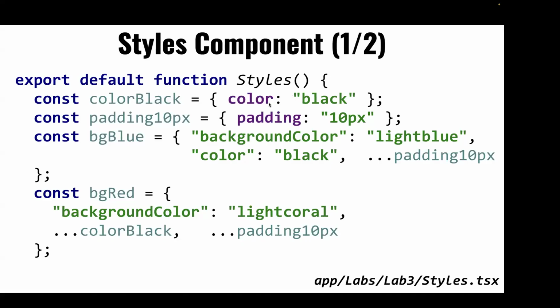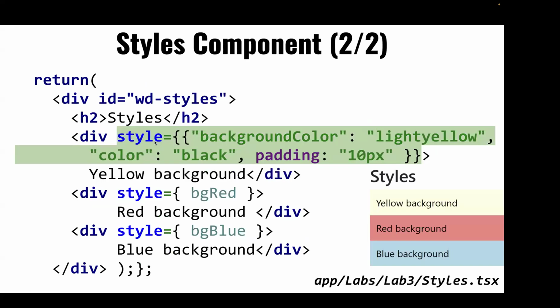Or here's a trivial example where we are defining a couple of objects that reuse other objects by using a spreader, and then get combined into a final object that spreads several objects into this resulting target object. Okay, and then once we have those objects, we can assign them to the style attribute: style equals and then some object. Or we can do it inside of the little object that gets assigned to style.